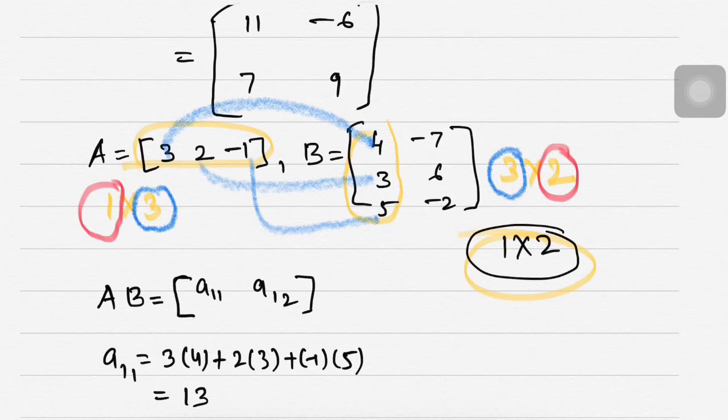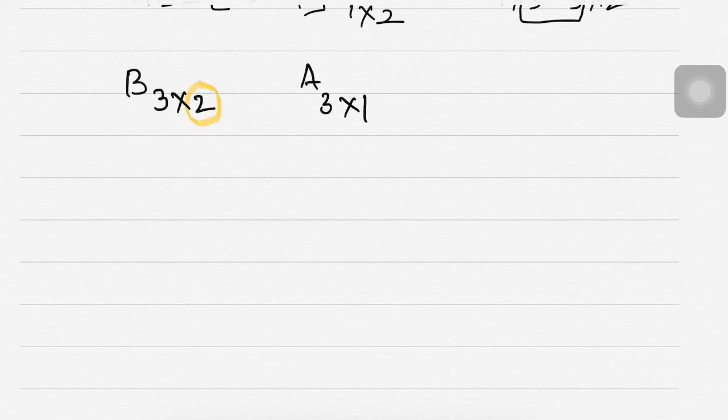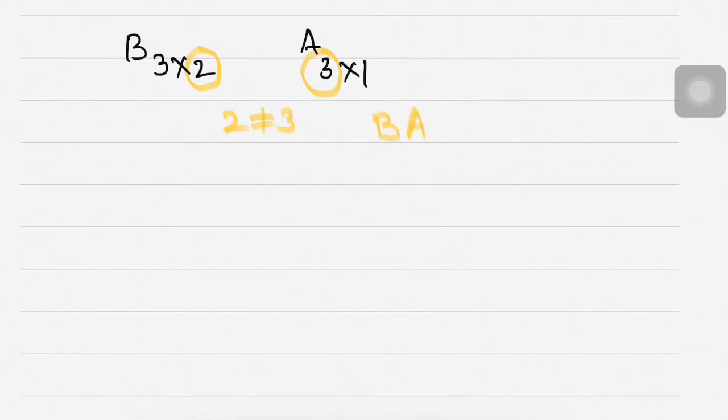Can we multiply B with A now? Let us see. The order of matrix B is 3 by 2 and the order of matrix A is 1 by 3. Now the number of columns in matrix B is 2 and the number of rows in matrix A is 1... So this 2 is not equal to the required number of rows. So in this case we cannot find B multiplied by A. So the product of two matrices A and B will be defined only when the number of columns in A is equal to the number of rows in B.